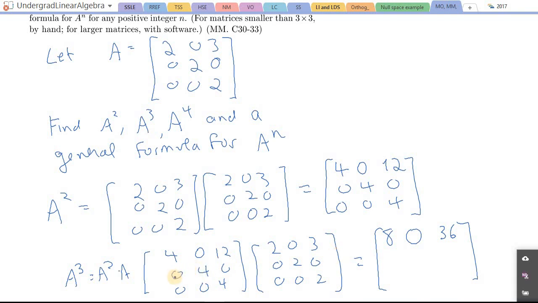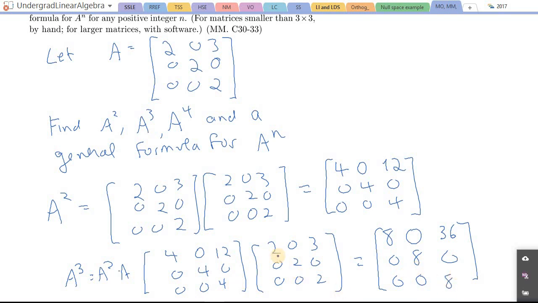Then the next row: 0 times 2, 4 times 0, 0 times 0 gives me 0. 0 times 0, 4 times 2, 0 times 0 gives me 8. 0 times 3, 4 times 0, 0 times 2 gives me 0. Last row: 0 times 2, 0 times 0, 4 times 0 gives me 0. 0 times 0, 0 times 2, 4 times 0 gives me 0. 0 times 3, 0 times 0, 4 times 2 gives me 8.